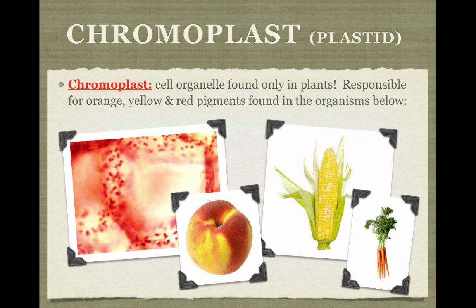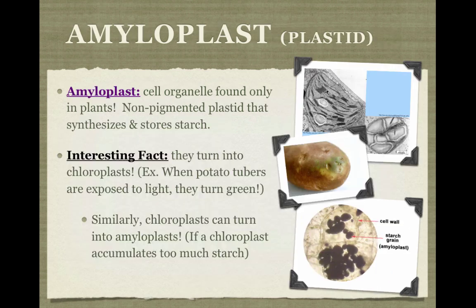Chromoplast is another type of plastid. It is another cell organelle that's found only in plants, and it's responsible for all the orange, yellow, and red pigments found in things like carrots, peaches, and corn.